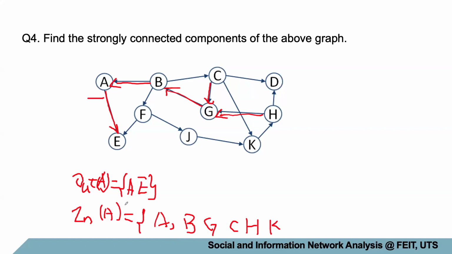I think a simple way is to just check, because we need to intersect outside A and inside A, so it must be a subset of this. We just check if E can go to A. If we check, we can't find any path like E can go to A. So the SCC A belongs to is just A itself. So one SCC in this graph is A.